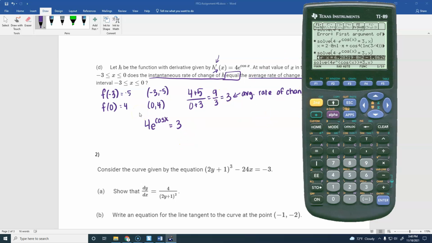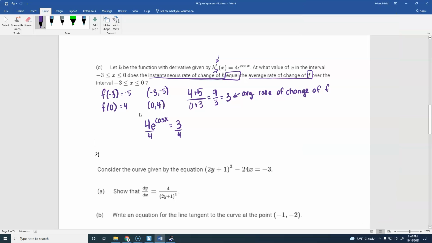So if you solve this by hand, you would divide by 4. You would get e to the cosine x equals 3/4. To get rid of an e, we do natural log. And so that would give us cosine x equals natural log of 3/4. And then to get rid of cosine, we do cosine inverse. So x is going to equal cosine inverse of natural log of 3/4.